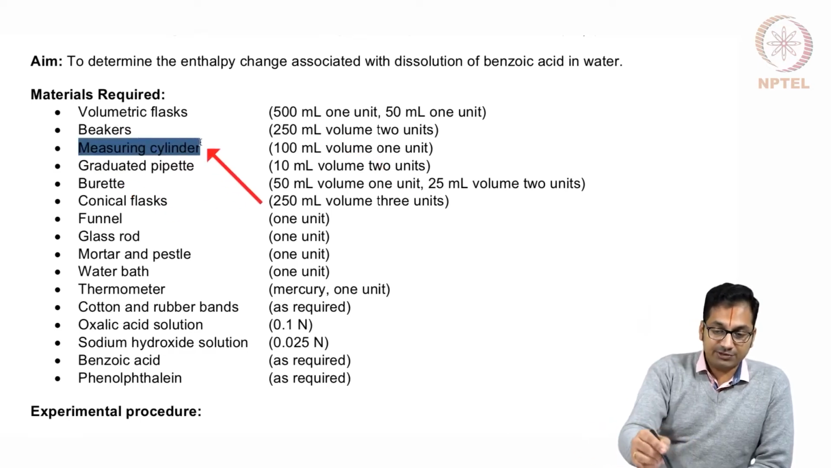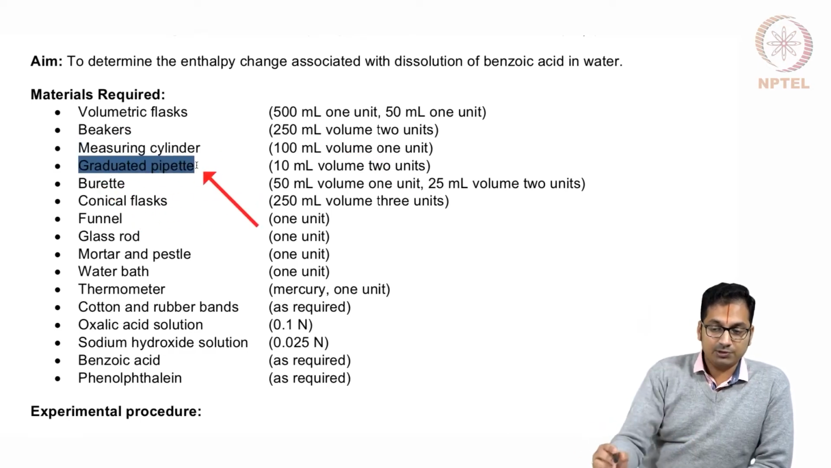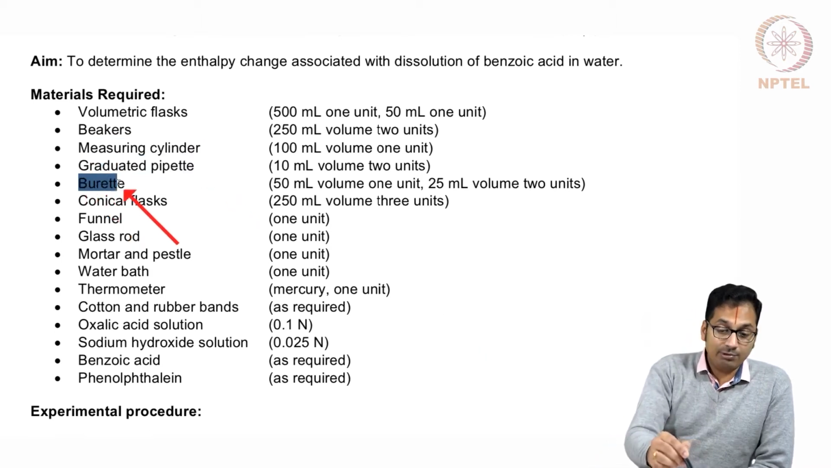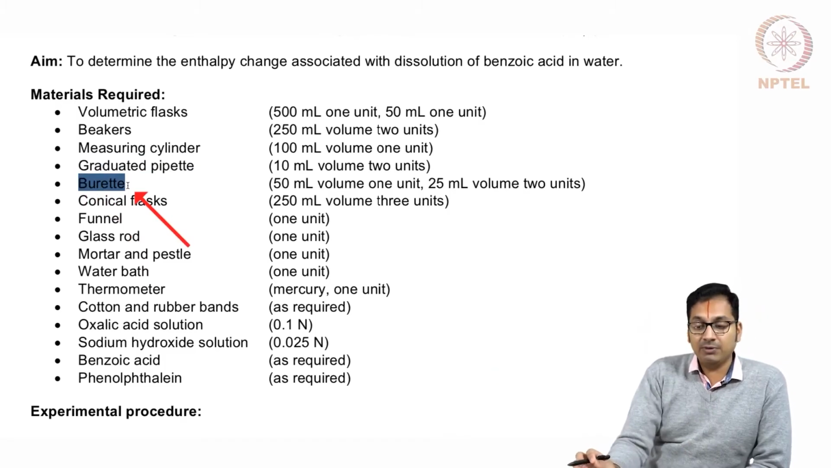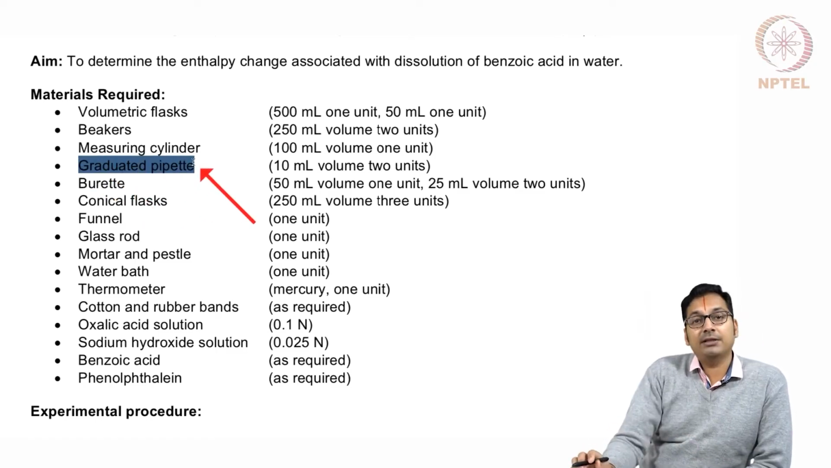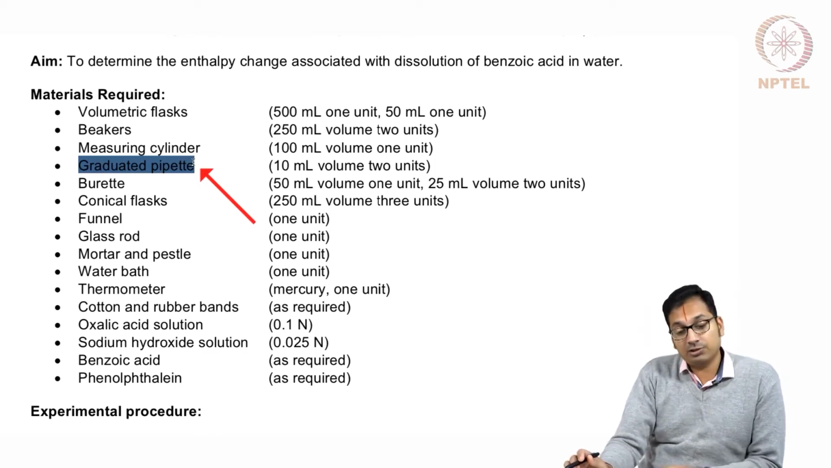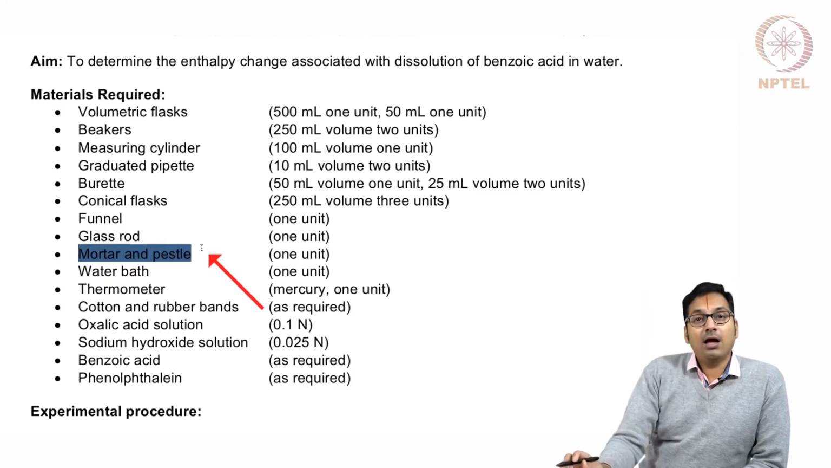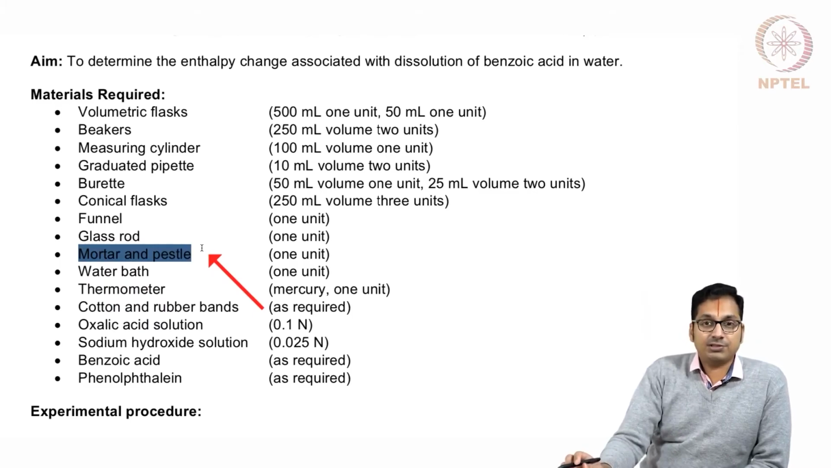You would also need measuring cylinders, graduated pipettes, so as to measure out a given volume that you want, and the burette. Remember, you just calibrated a burette last week, so you would realize that similar to the calibration of the burette, one could also calibrate the graduated pipette so as to make sure that errors that come out of it are also minimized. You need conical flasks, a funnel, a glass rod for stirring, and a mortar and pestle. You are going to see that you have to crush the solid that you are going to end up using. We will try to understand why that is the case.